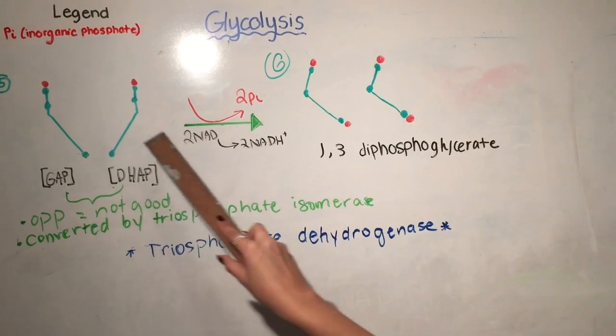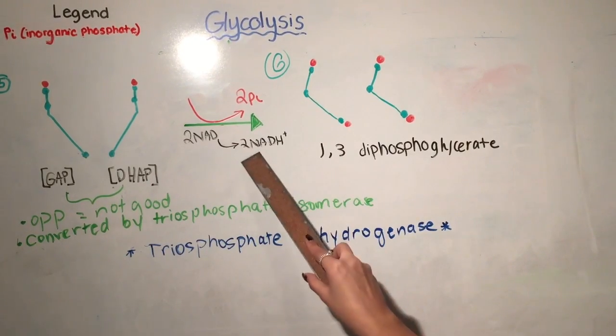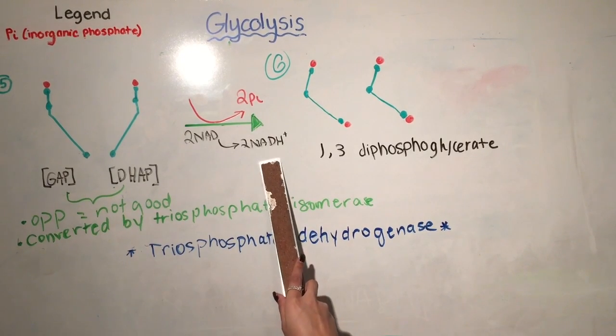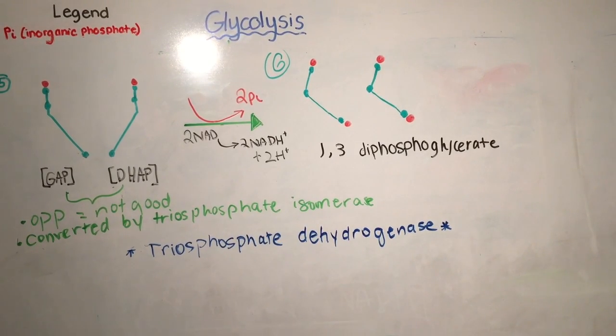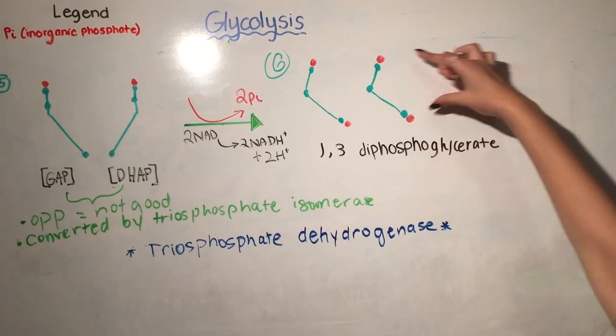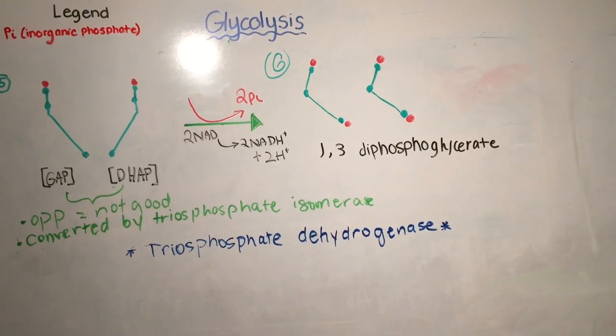After it's the same, we have 2 NAD molecules coming in, 2 NAD because there are two molecules split up. It comes in, takes the hydrogens off the carbon, becomes 2 NADH plus 2 H plus, and then you get 2 freely floating phosphate groups. They attach where those hydrogens originally were, and that becomes 1,3-bisphosphoglycerate.